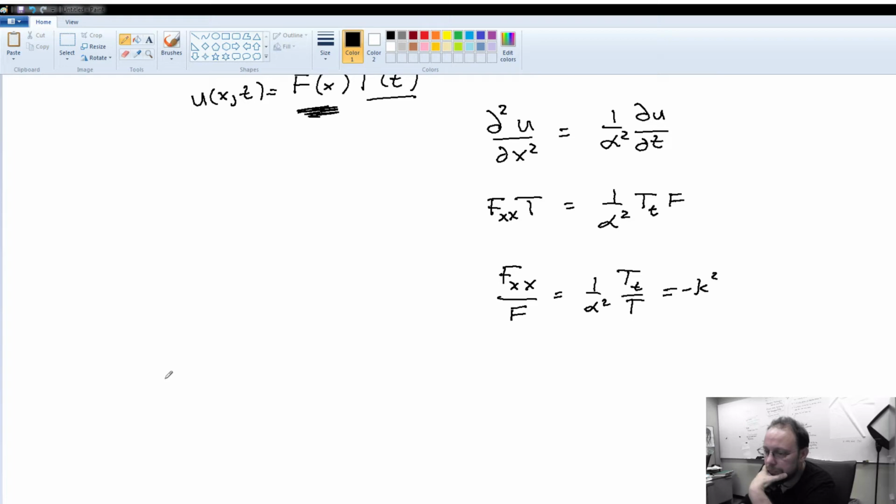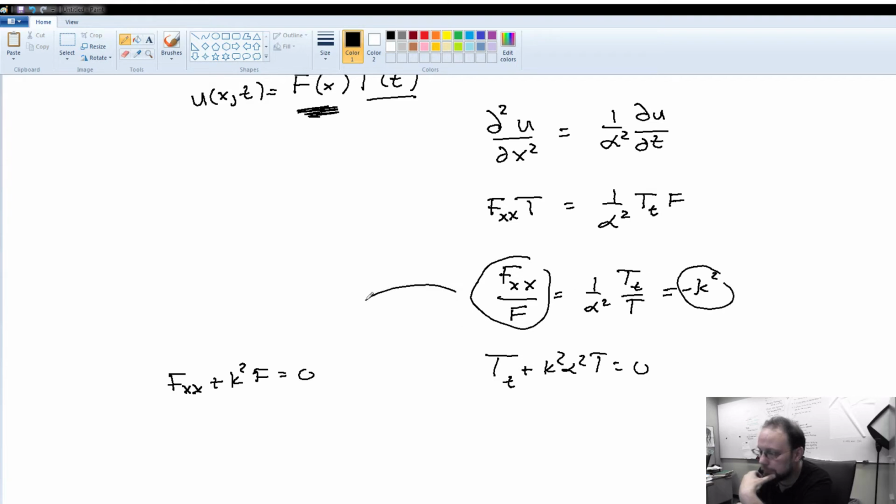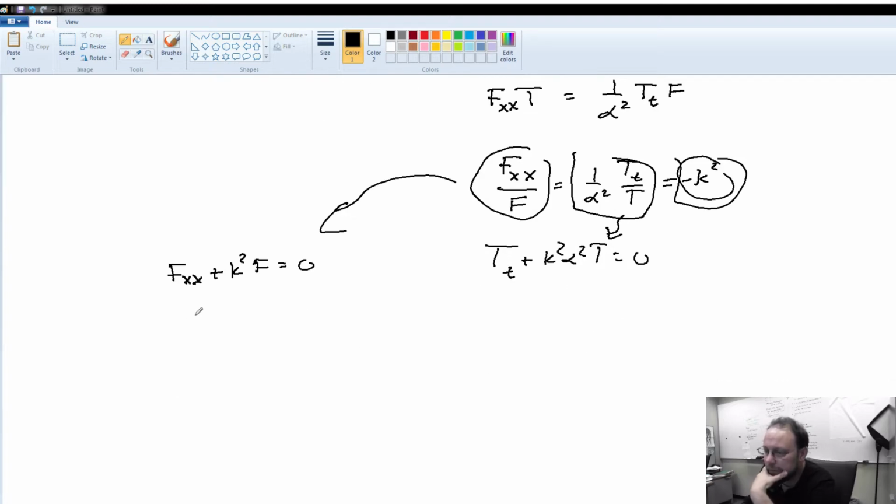So that gives us two differential equations. We have f double prime plus k squared times f is 0, and then the derivative of T with respect to time plus k squared alpha squared T is 0. We get these by setting the x side equal to the constant for the first equation, and the time side equal to the constant for the second. Then we can see what the solutions must be. The first looks really familiar. It's exactly the sine and cosine we had before.